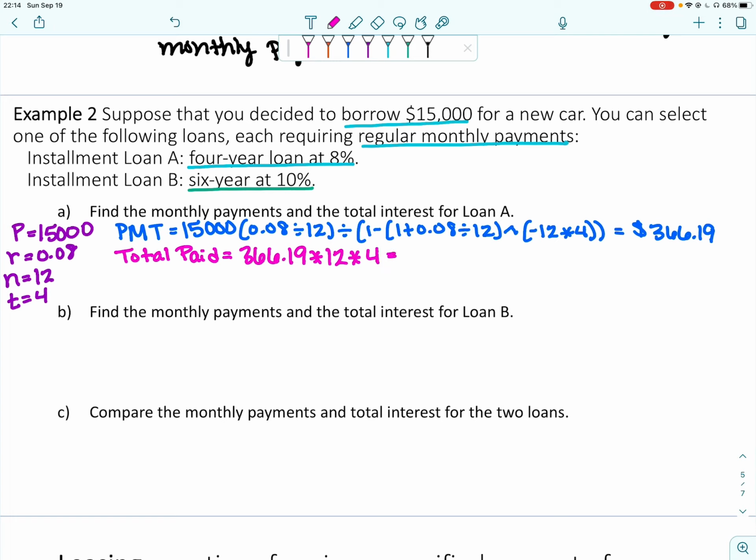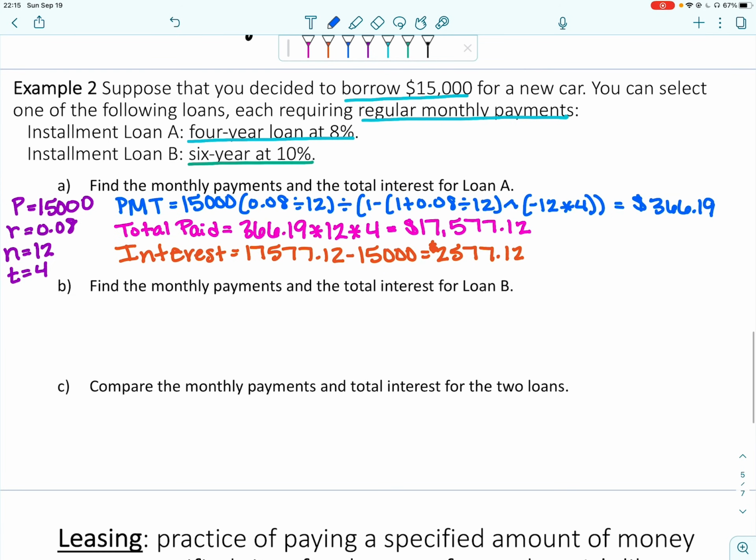Total paid on loan A, $17,577.12. And the interest on loan A is $2,577.12. Loan B is very similar, but it's a 6-year loan at 10%.